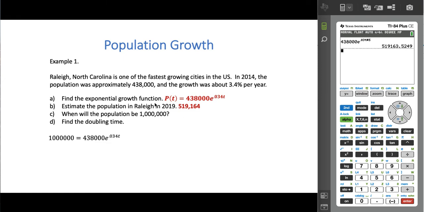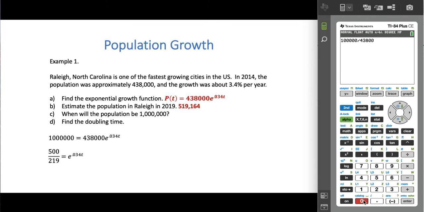Okay, the next question that we want to answer is when will the population be a million? Well, then you are setting this equation equal to a million because remember P of t is how many people there are. So we need to solve this equation. The first thing we're going to do is divide 438,000 into a million. Now I wrote what this is as a fraction simply because I don't want you to ever clear your calculator when you're doing this.